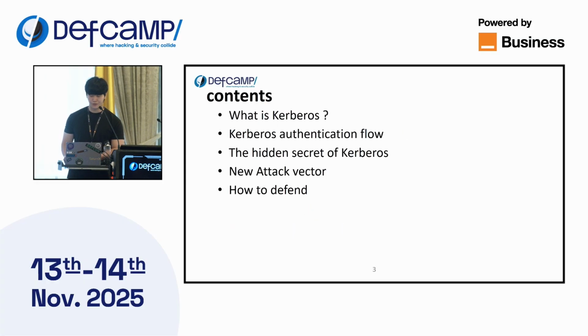The presentation is organized in the following order. First, what is Kerberos? Second, Kerberos authentication flow. In this section, I will analyze Wireshark along with an explanation of how Kerberos works. Third, the hidden secrets of Kerberos. In this section, I will discuss the relatively uncommon secrets of Kerberos. And fourth, a new attack vector. I've named it disabled SPN Kerberoasting. And finally, how to defend.